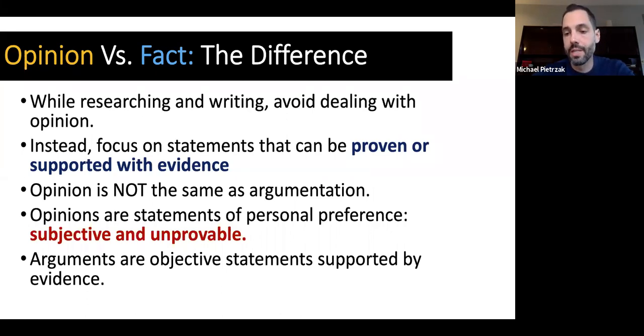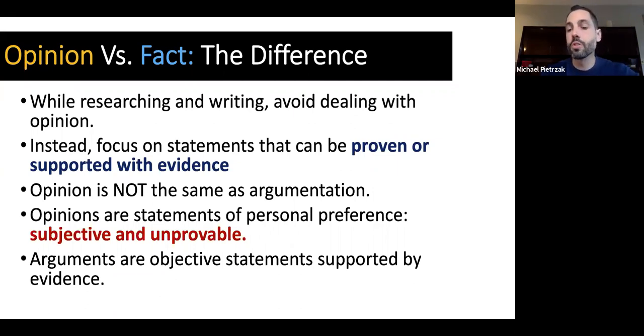Opinion is not the same as argumentation. Your opinion is trees are bad for the environment, right? Sure, you can have your opinion, but that's not an argument. Trees are bad for the environment because... okay, maybe now you can make an argument about it. Might not be a very good or solid argument, but you're making an argument based on some kind of supporting evidence, right? Whereas an opinion is just, I don't like the color blue, right? That's your opinion.